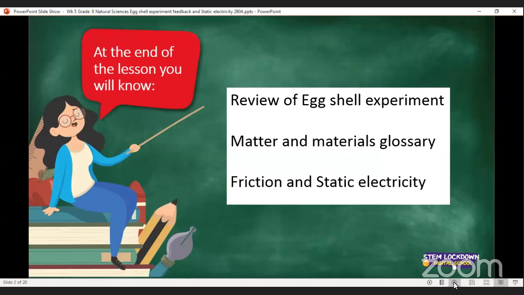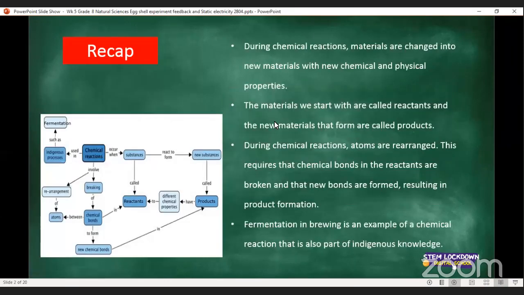It'll also help you to understand concepts better as you go along grade 8. And then I'm going to introduce you to friction and static electricity and explain how that works and what it is about. So a quick recap on last week's lesson.